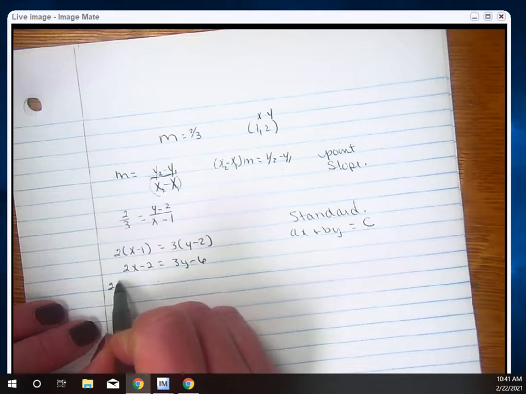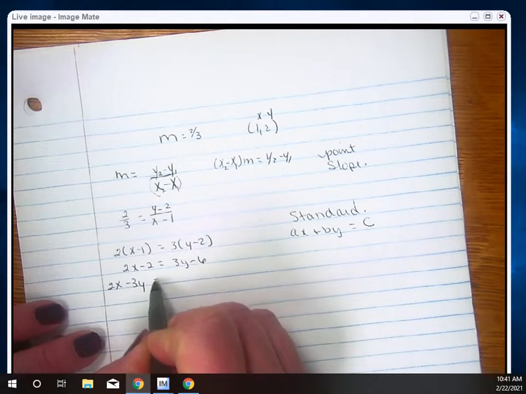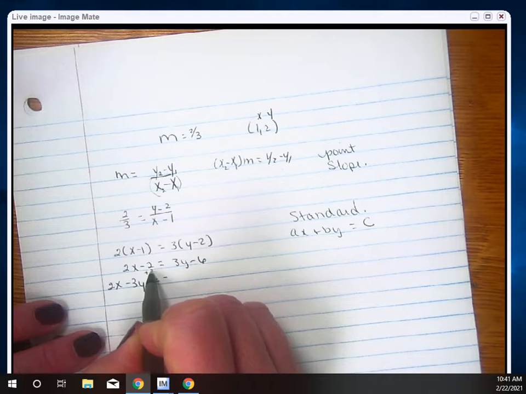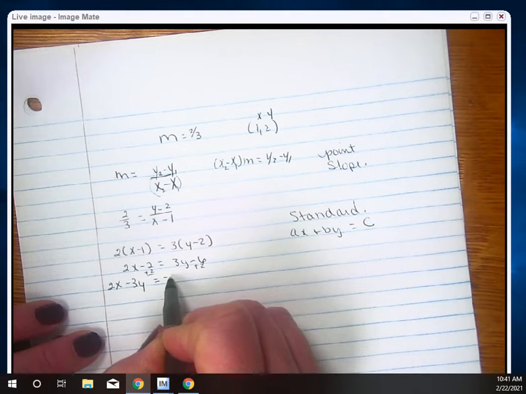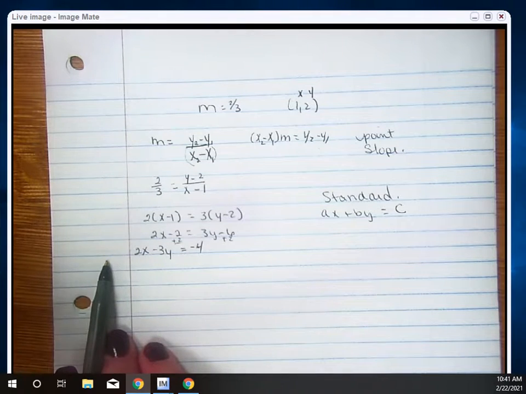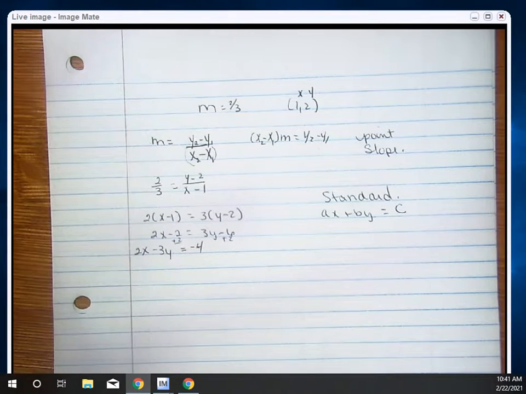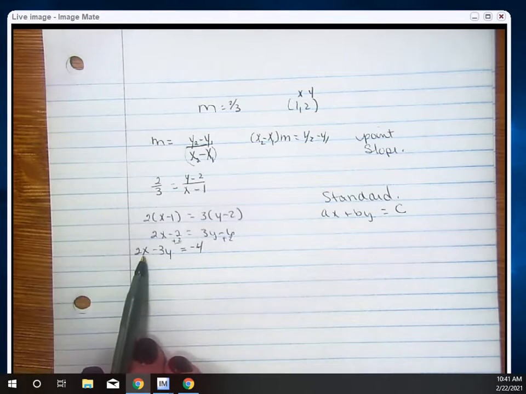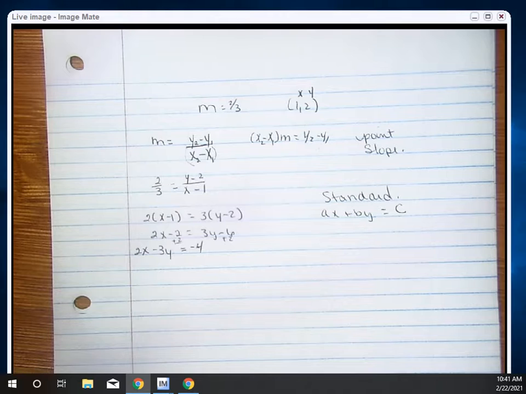Your x and your y being on the same side, and there is no negative or fraction with the x. The number in front of the x has to be a positive whole number. And that's standard form, and you're done. Any problems, questions?